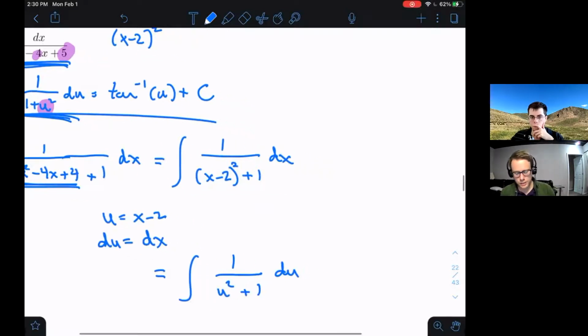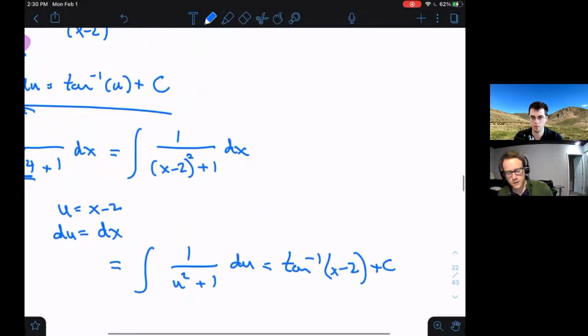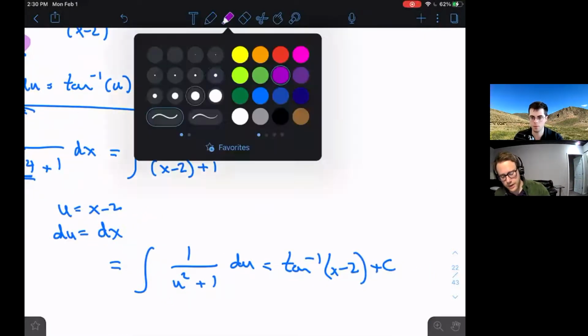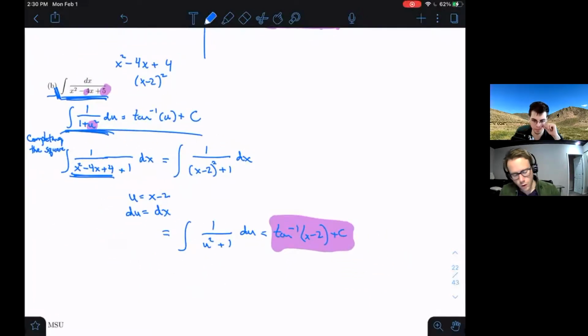This is exactly tangent inverse. So tangent inverse of u. U was x minus 2, plus a constant of integration. So this right here would be the final answer. Again, if this was a WebWork problem, you could type this in. If this was a D2L quiz or an exam problem, we can make this a multiple choice, and you have to select it. Or of course, we could ask you to evaluate a definite integral and give you some bounds, from 0 to 1 or something like that.